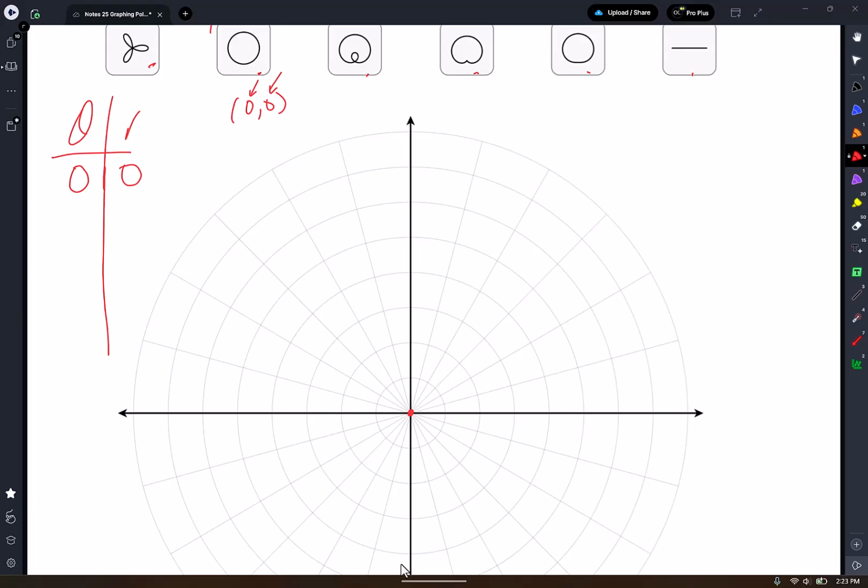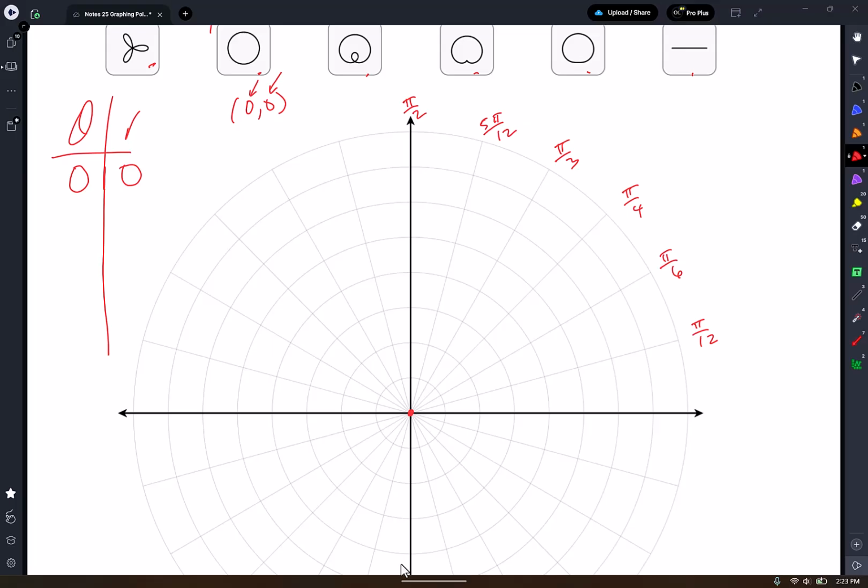By the way, just in case, this is pi over 12. This is 2 pi over 12, which is pi over 6. This is 3 pi over 12, which is pi over 4. This is 4 pi over 12, which is pi over 3. And this is 5 pi over 12. And this is pi over 2. They go by 1/12 pi. Are we still okay? No?